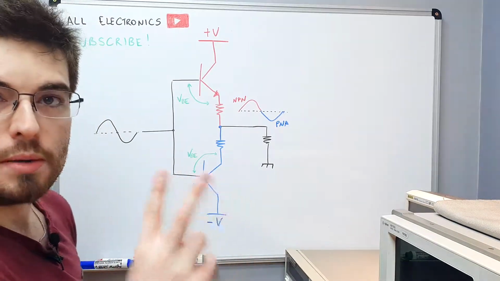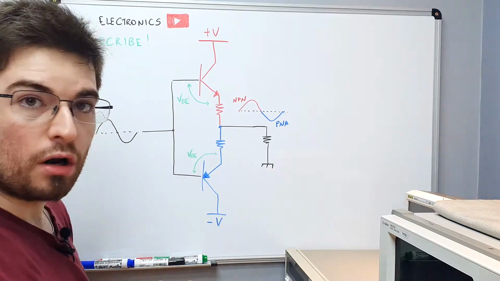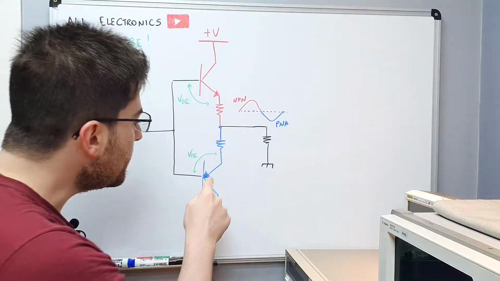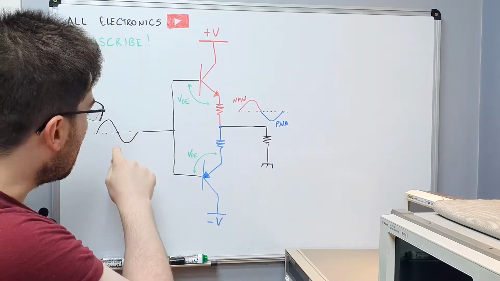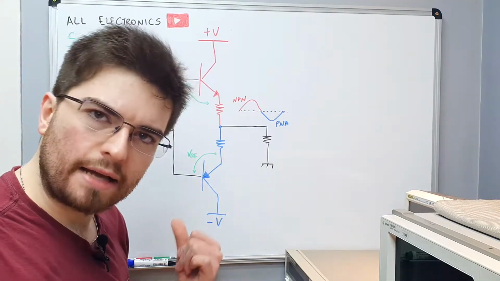We have two emitter followers here, an NPN emitter follower that will follow the positive cycle of the input signal and a PNP emitter follower that will follow the negative half cycle of the input signal. Why would we use this kind of circuit?